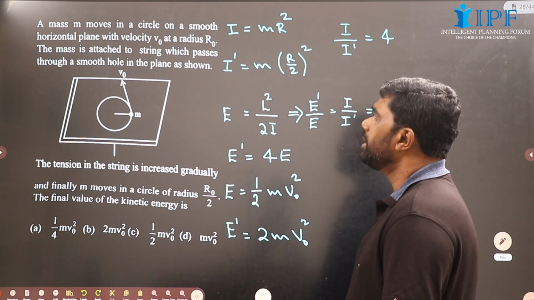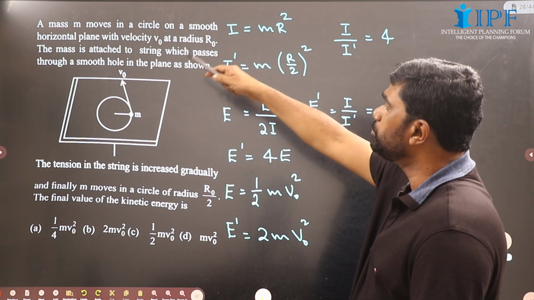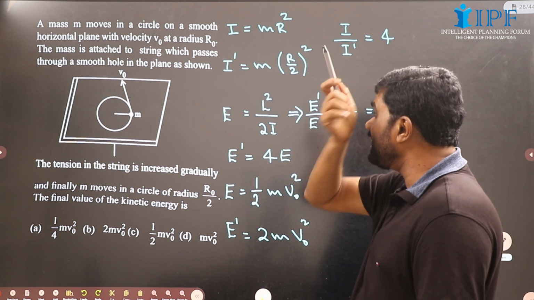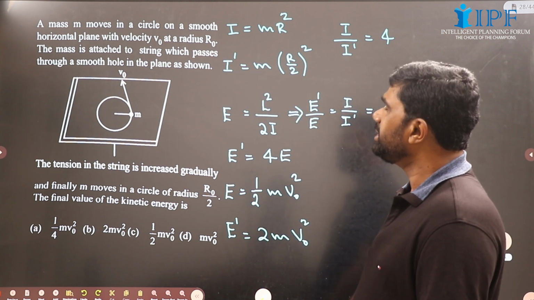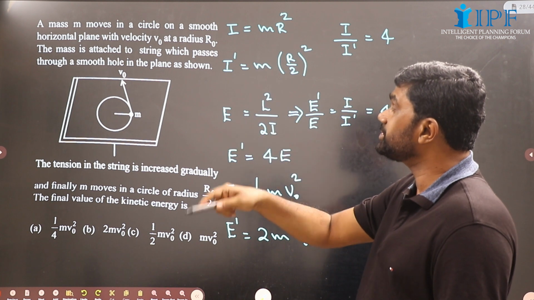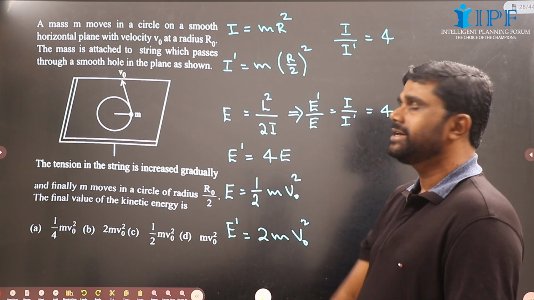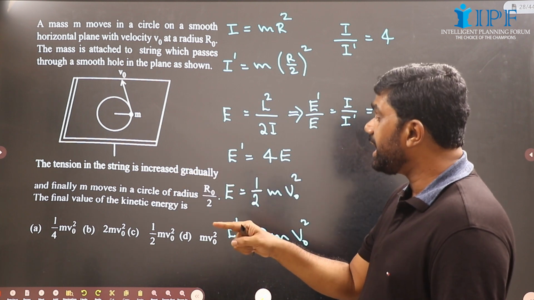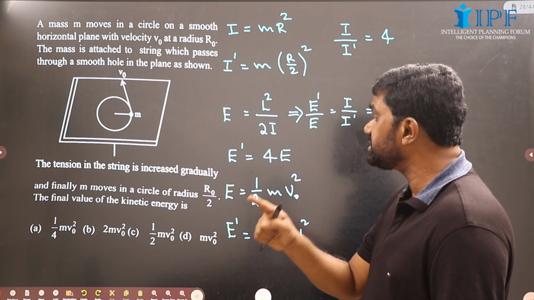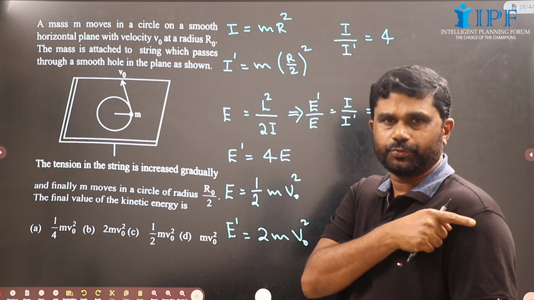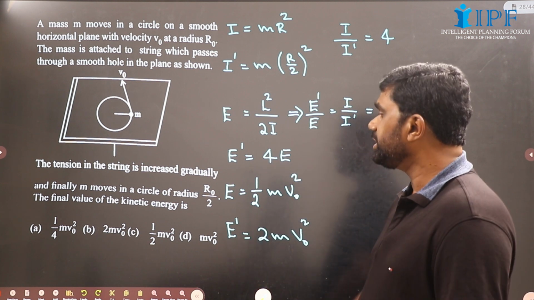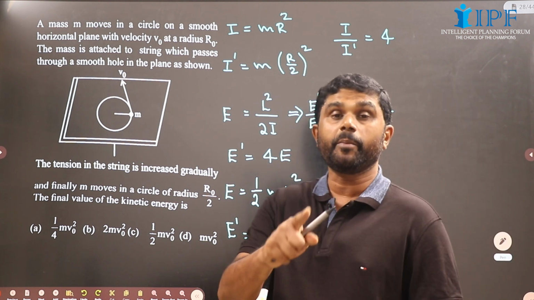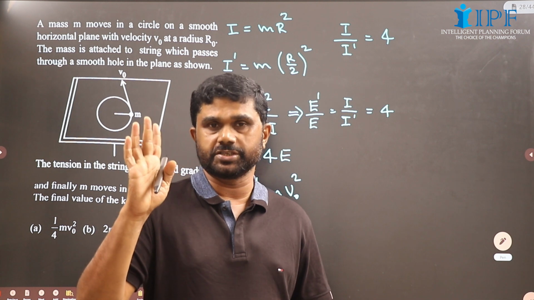Now let us see, a mass m is moving in a circle on a smooth horizontal plane with velocity v0 and at a radius r0 initially. The mass is attached to a string which passes through a smooth hole in the plane as shown. Now the tension in the string is increased gradually and finally m moves in a circle of radius r0 by 2. Okay, radius is reduced. The final value of kinetic energy is, I have told you, angular momentum will be conserved in this case.